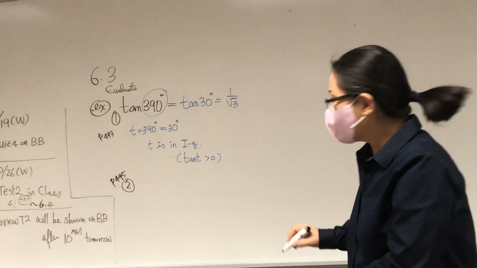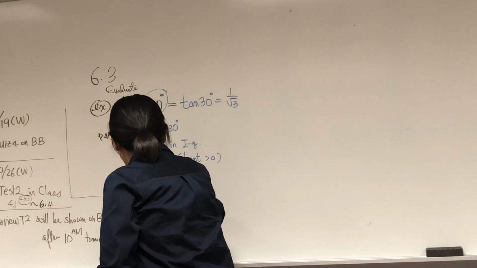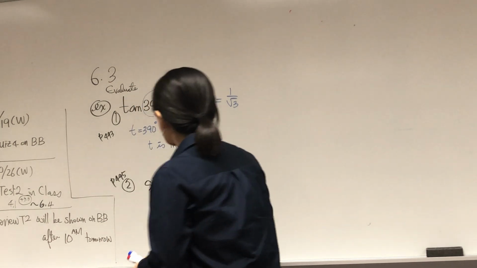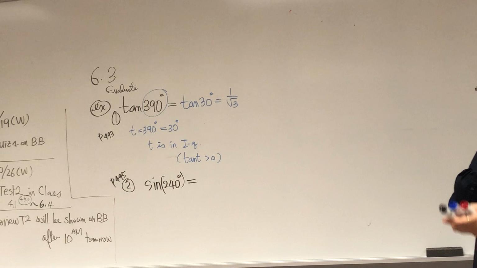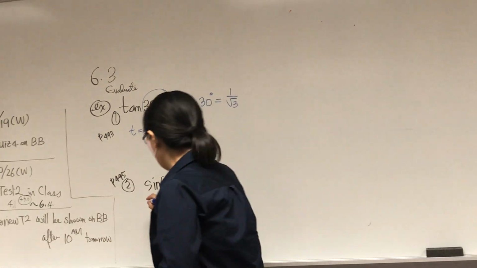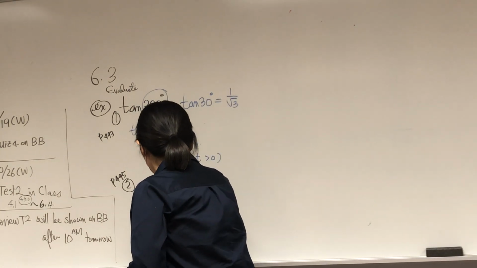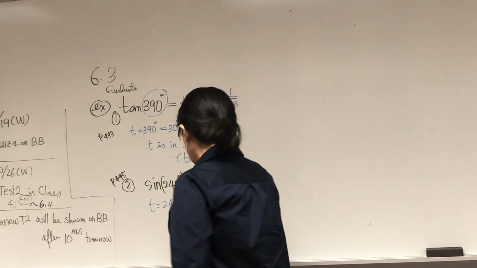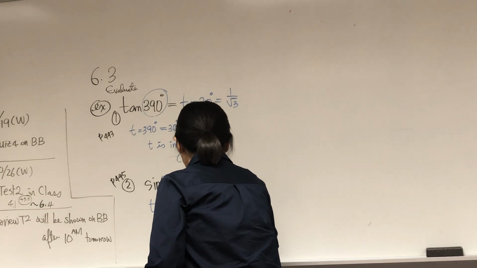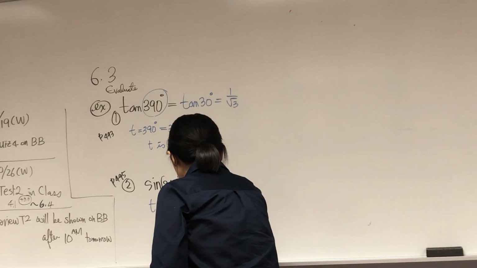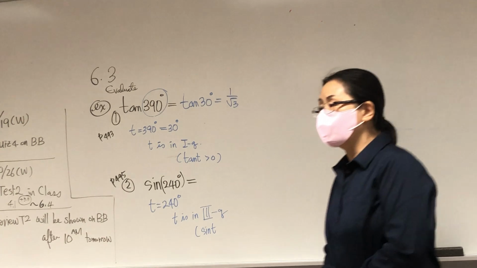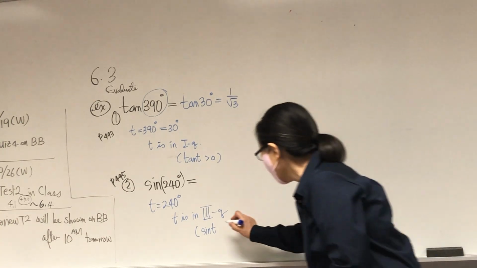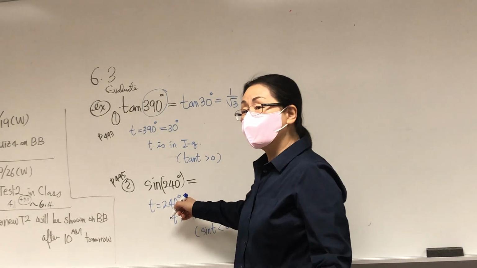Sine 240. Exactly, you have to do the same thing. What is your t? t is 240. Am I right? t is in what? Third quadrant, right? Good. So your question is sine. Is sine t positive or negative in the third quadrant? Negative. Good.